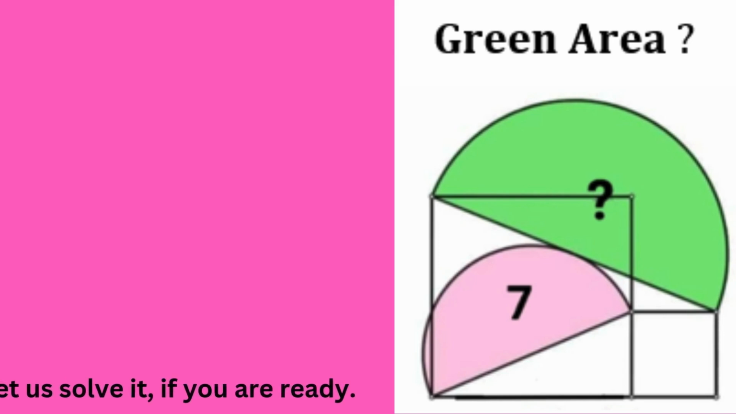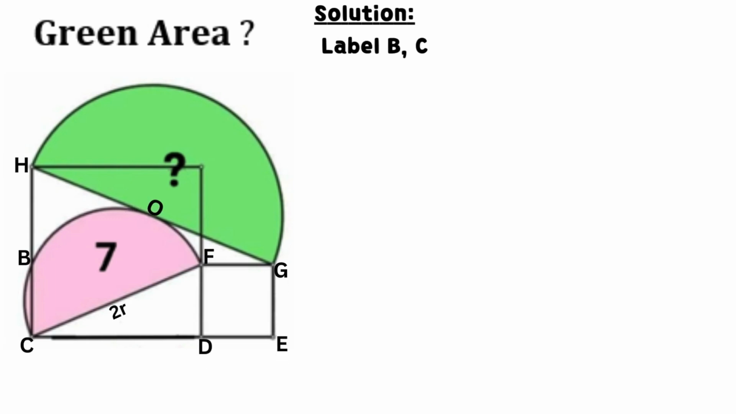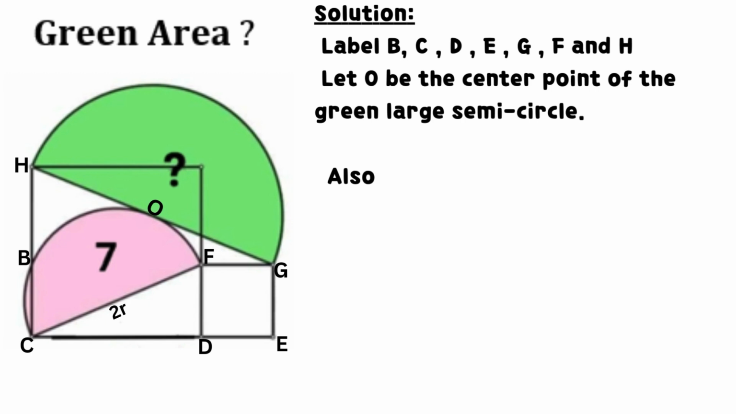What is the green area? Label B, C, D, E, G, F, and H.